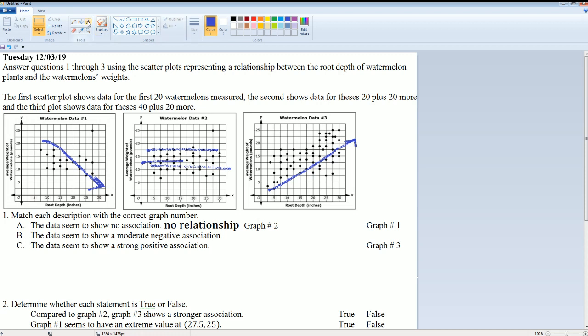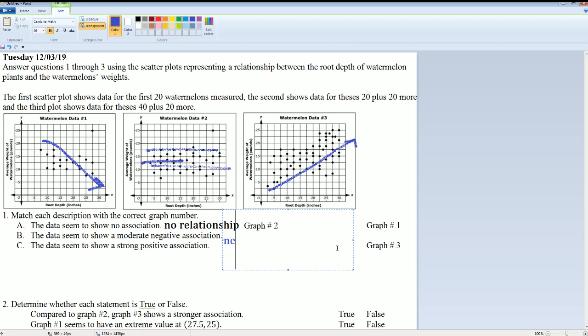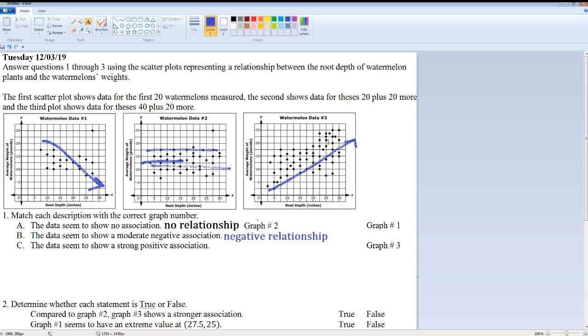Next one, the data here shows a moderate negative association. In our class, we would call that a negative relationship. So which one here has a negative relationship? Well, watermelon data 3 goes up. Watermelon data 1 seems like the only one going down. So we would say graph 1 would be it.